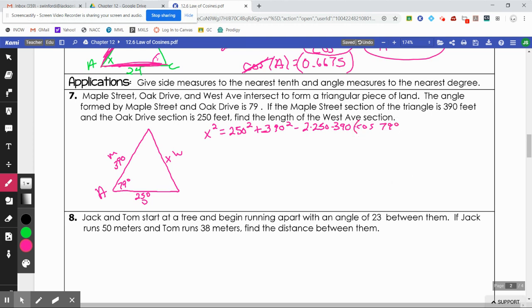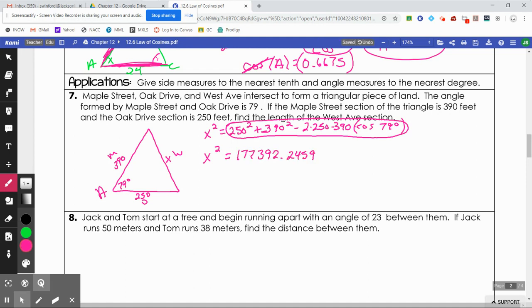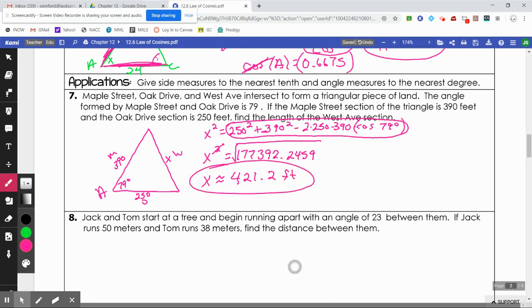Now this one is one that you can just type. Again, if we're looking for the x, we type this whole thing into our calculator, and we have that x squared is equal to about 177,392.2459. And again, to undo the square, we're going to have to square root that, and we'll get approximately x is about 421.2 feet long.